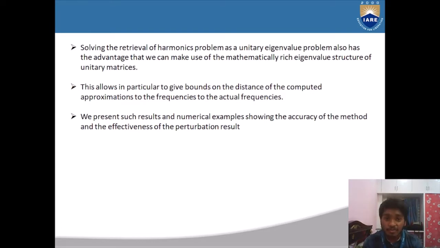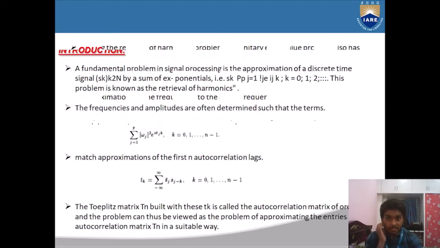Solving the retrieval of harmonics problem as a unitary eigenvalue problem also has the advantage that we can make use of the mathematically rich eigenvalue structure of unitary matrices. This allows in particular to give bounds on the distance of the computed approximations to the frequencies from the actual frequencies. We present such results and numerical examples showing the accuracy of the method and the effectiveness of the perturbation result.